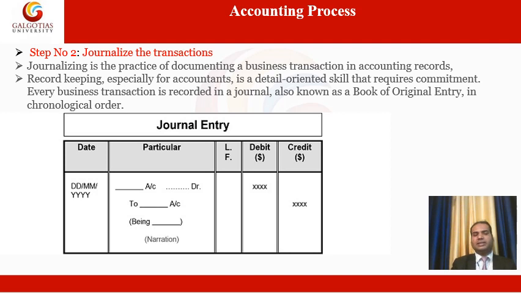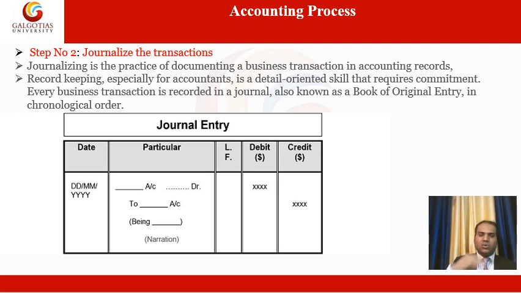Guys, this is the second step of accounting process, that is, journalize the transaction. What do you mean by journalizing the transaction? Journalizing is the practice of documenting a business transaction in accounting records. Record keeping, especially for accountants, is a detail-oriented skill that requires commitment. Every business transaction is recorded in a journal, also known as Book of Original Entry, in chronological order.